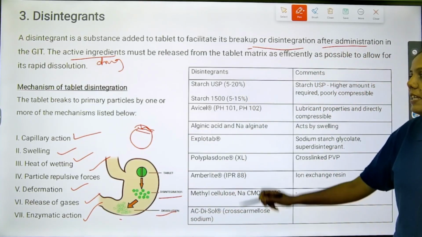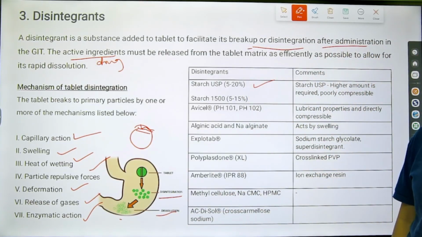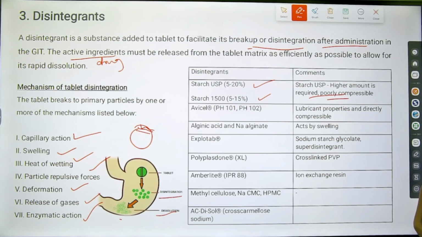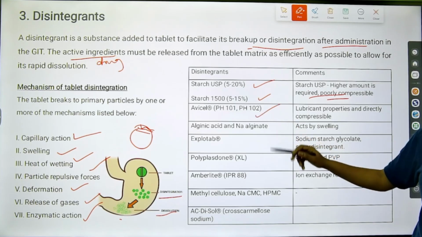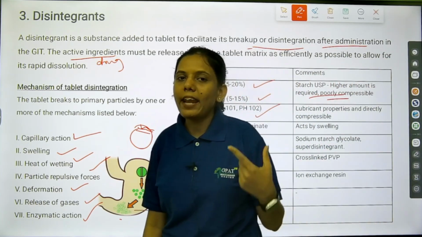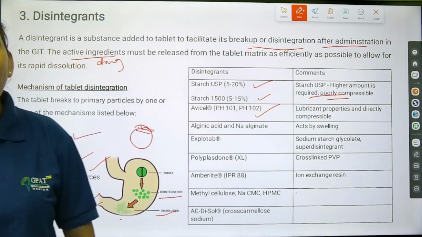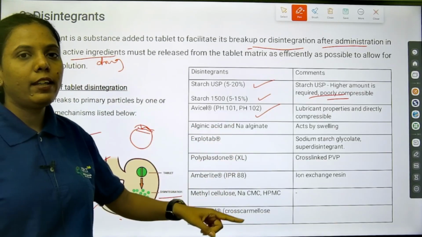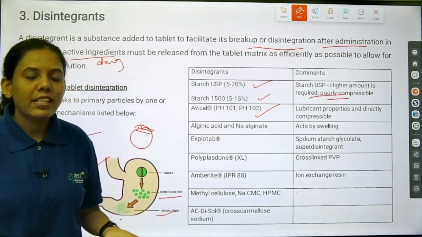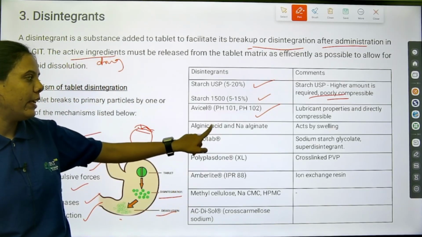The examples are starch USP, which is 5 to 20%, and starch 1500, which you can use at 5 to 15% concentration. For starch USP, a higher amount is required because it is poorly compressible. It does not have compressing ability. One more thing: one ingredient can have many roles. It is not that if it is a lubricant, it has to be only a lubricant, or if it is a diluent, it has to be only a diluent. Sometimes it also acts as the disintegrating agent.